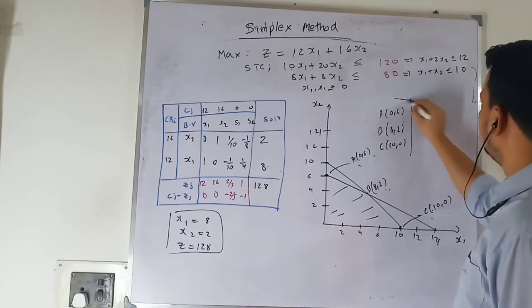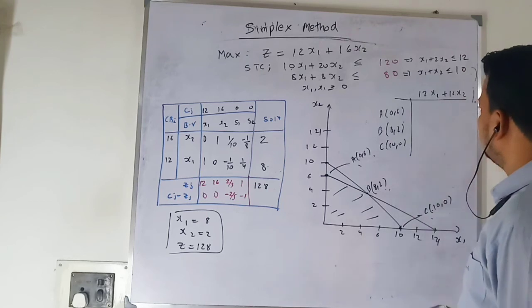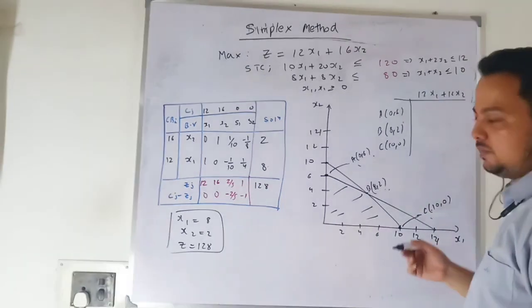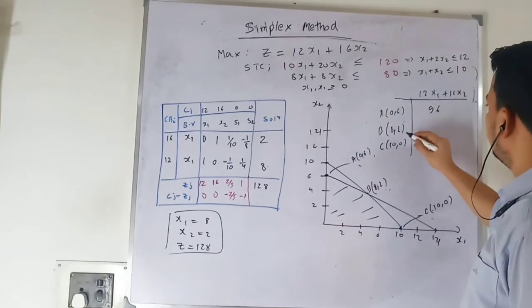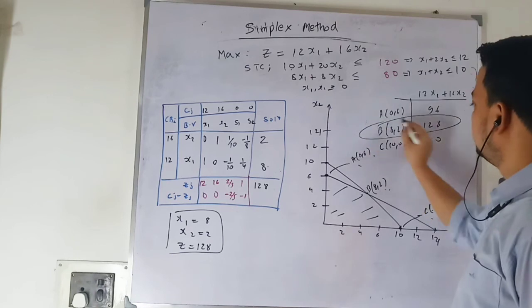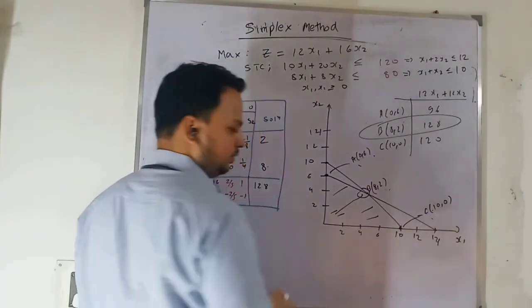Z value will be 12x1 plus 16x2. So it will be how much? 16 into 6 is how much? 96. This you know is 128. It will be 120. So here maximization takes place at point B. Clear?